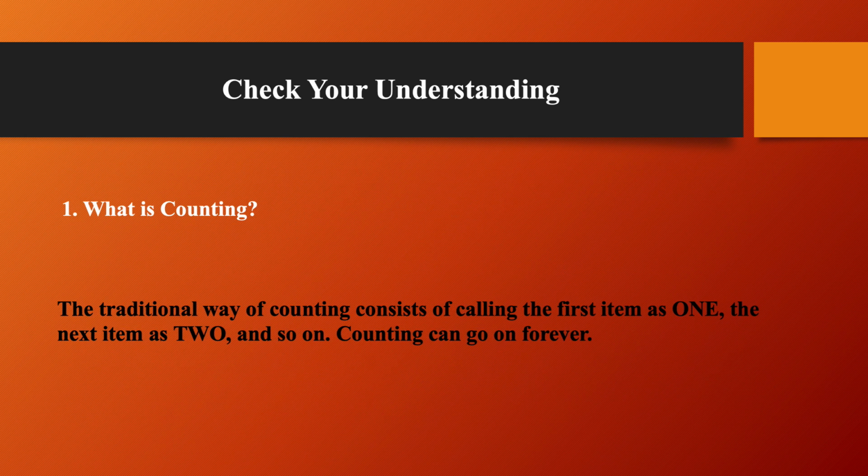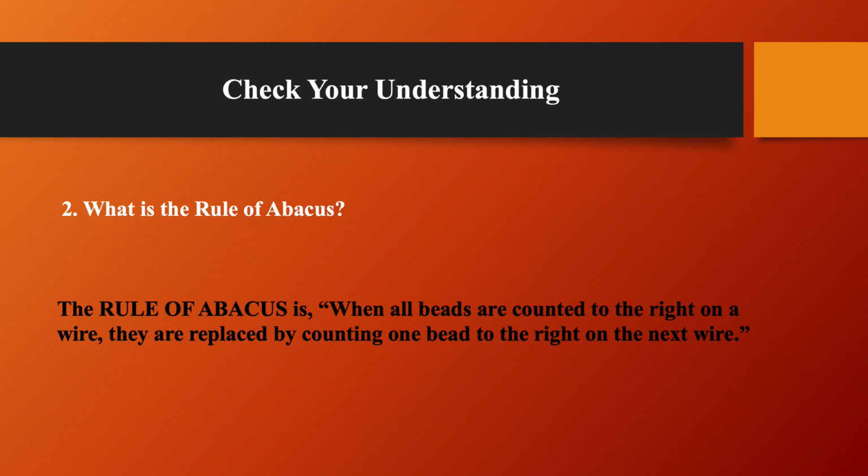Let's check your understanding. What is counting? The traditional way of counting consists of calling the first item as 1, the next item as 2, and so on. Counting can go on forever. What is the rule of abacus? The rule of abacus is, when all beads are counted to the right on a wire, they are replaced by counting one bead to the right on the next wire.